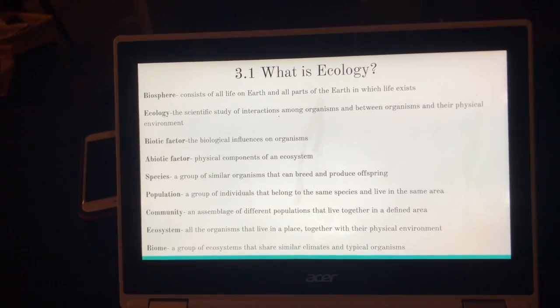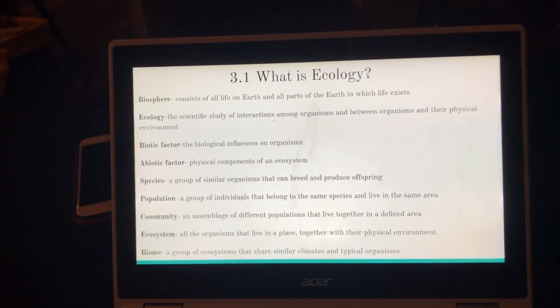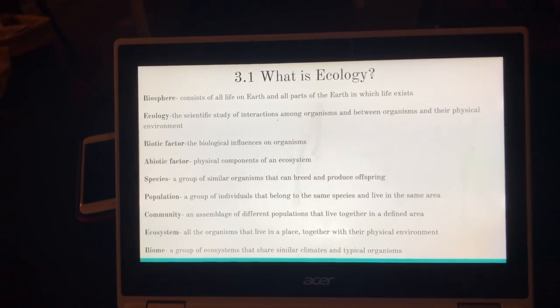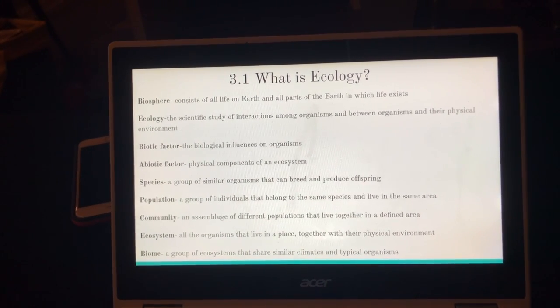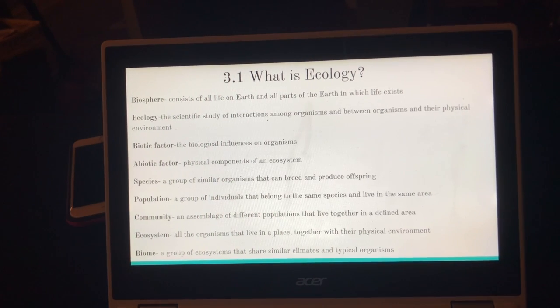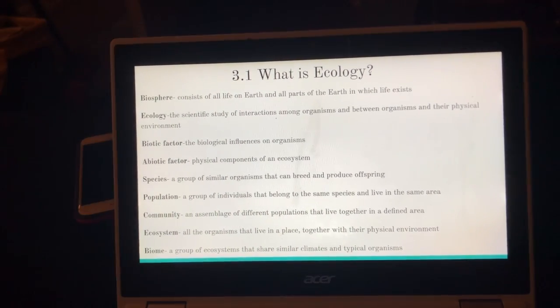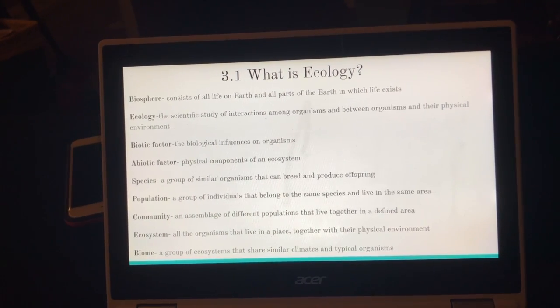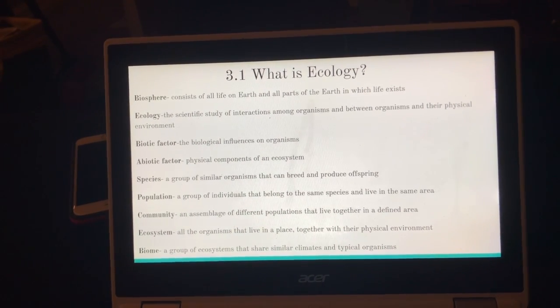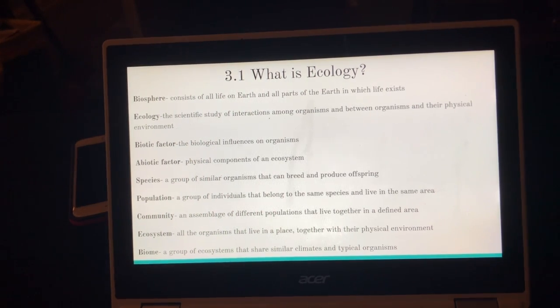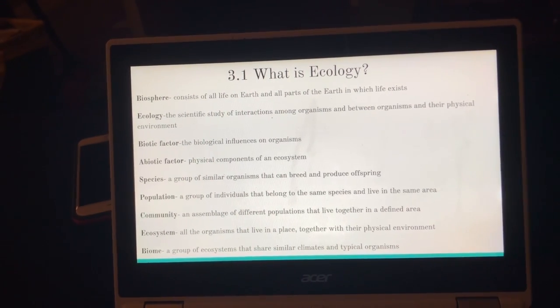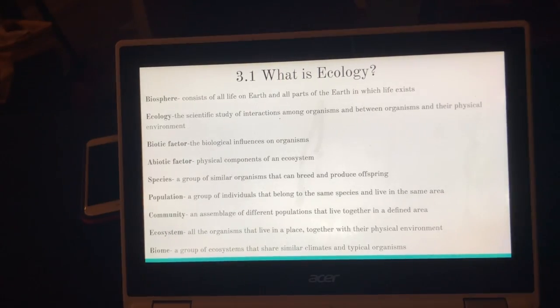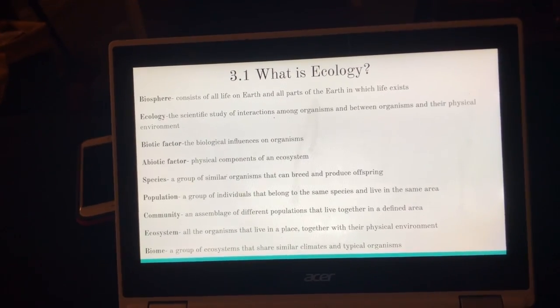Species, which is a group of similar organisms that can breed and produce offspring. Population, which is a group of individuals that belong to the same species and live in the same area. Community, an assemblage of different populations that live together in a defined area. Ecosystem, all the organisms that live in a place together with their physical environment. And lastly, biome, a group of ecosystems that share similar climates and typical organisms.